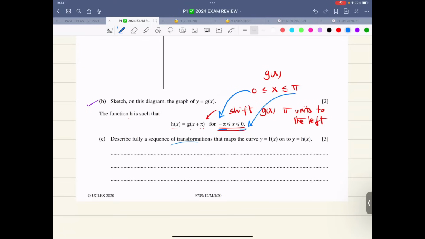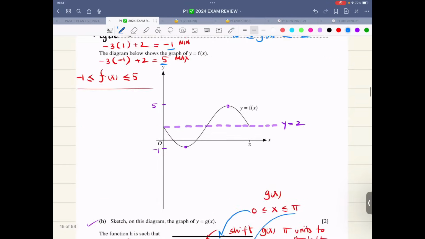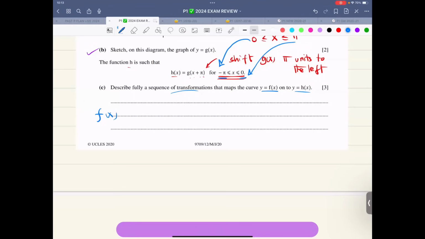Describe fully a sequence of transformations that maps f(x) onto h(x). Now, what is f(x)? f(x) is this one, 2 minus 3 sine x. Let me write it like this. f(x) is f(x), and then g(x) is -2 of f(x), and then h(x) is g of (x plus pi). So what is the sequence of transformations? First of all, this is a stretch parallel to the y-axis, and the scale factor is -2. Or you can say the scale factor is +2, and then you flip it.